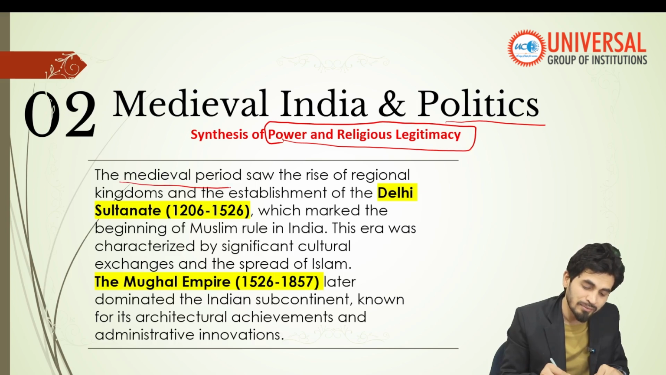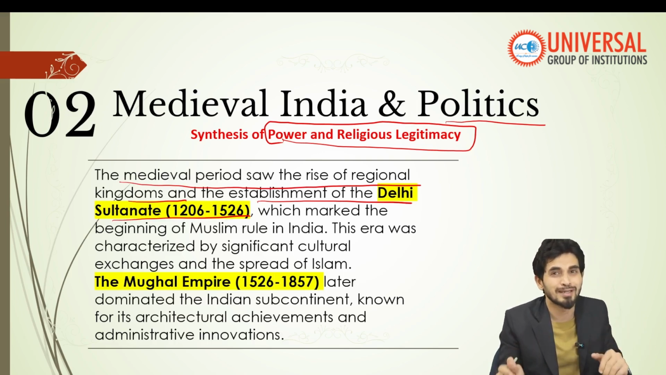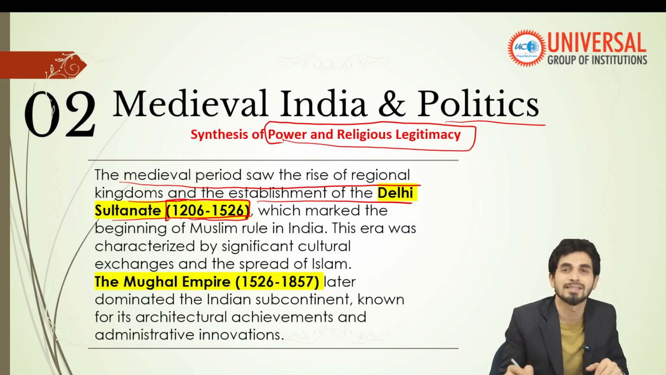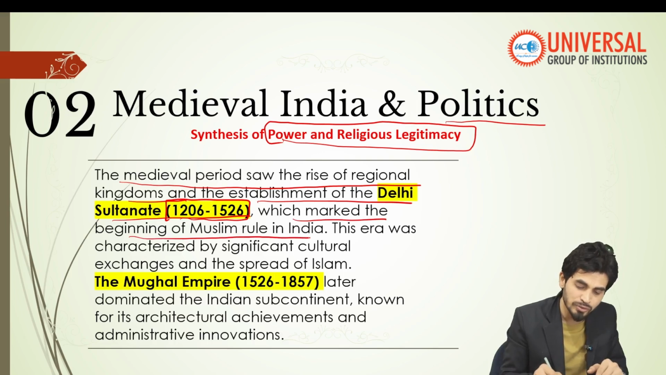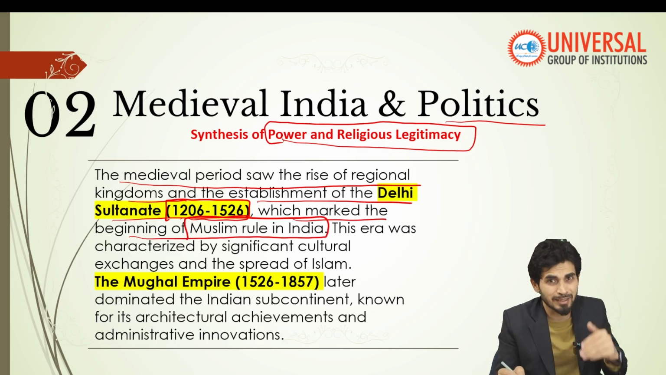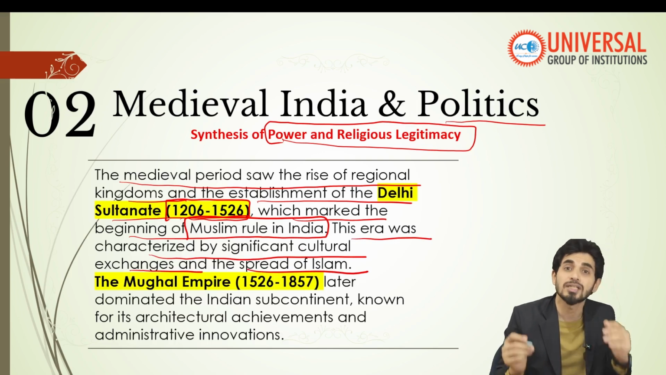See, the medieval period saw the rise of regional kingdoms and the establishment of the Delhi Sultanate. That means the invasion of Muslims into India started now. 1206 to 1526. This is the time period that you need to remember, which marked the beginning of Muslim rule in India. That means religious legitimacy started taking place. This era was characterized by significant cultural exchanges and the spread of Islam.